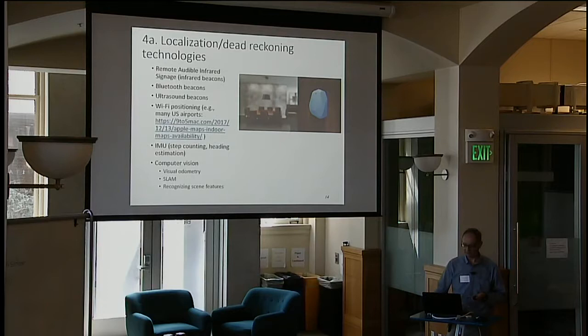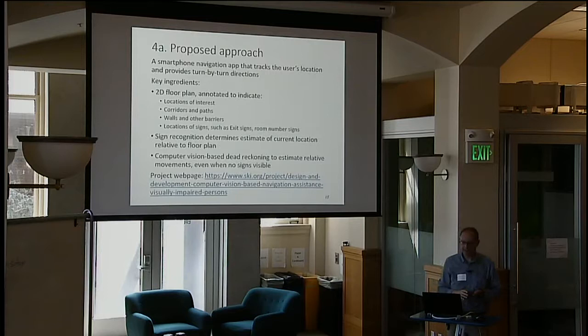Okay, so the proposed approach I want to talk about today, we're developing a smartphone navigation app, and it tracks the user's location, and it will provide turn-by-turn directions to some destination that you want to go to. And the key ingredients that we're using, first of all, is a 2D floor plan, and this has been annotated. It has locations of interest, corridors and paths where you can walk, walls and other barriers where you cannot walk, and also the locations of signs such as exit signs and room number signs, that kind of thing.